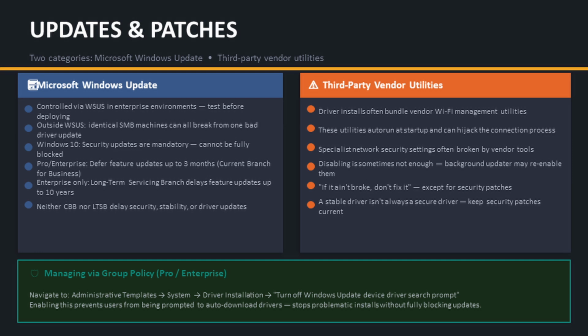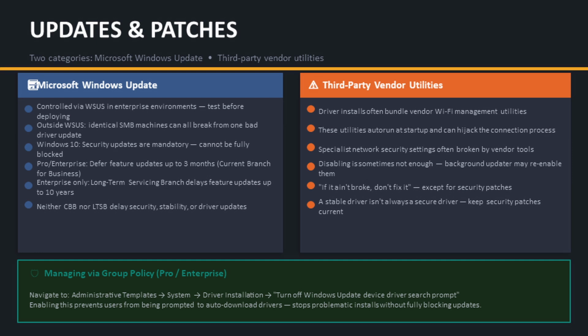Microsoft updates can be managed and controlled in enterprise environments using Windows Software Update Services, or WSUS. With WSUS, IT teams can test updates against their specific hardware and software combinations before deploying them to the entire organization. This is critical. A single incompatible driver pushed to a fleet of identical SMB machines could render all of them unusable simultaneously. Outside of enterprise environments, control over updates is more limited.